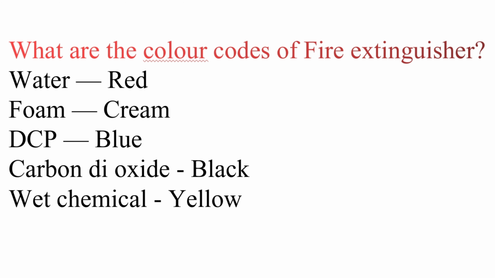What are the color codes of fire extinguishers? Water type fire extinguisher color: red. Foam type fire extinguisher color: cream. DCP type fire extinguisher color: blue. Carbon dioxide type fire extinguisher color: black. Wet chemical type fire extinguisher color: yellow.